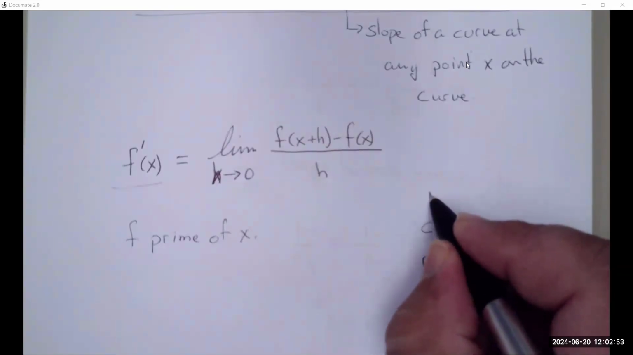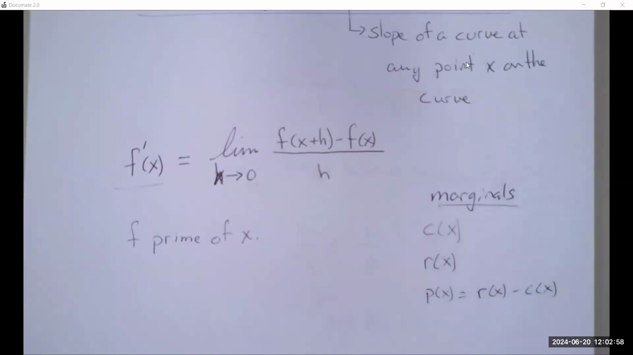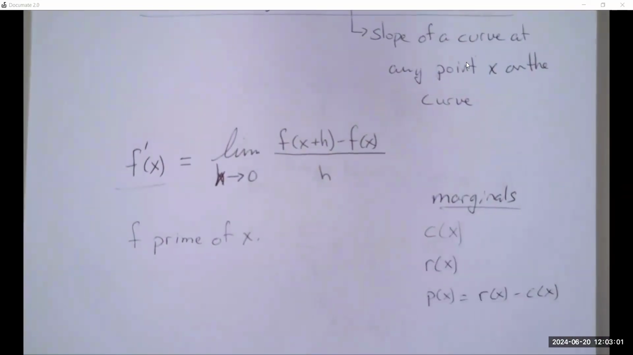We call them marginals. The marginal cost, the marginal revenue, the marginal profit. The term marginal simply means that you're taking the derivative of that function. What is the rate of change of that function depending on how many items we produce? In physics, derivatives have some more meanings, which we're going to be looking at in this chapter.